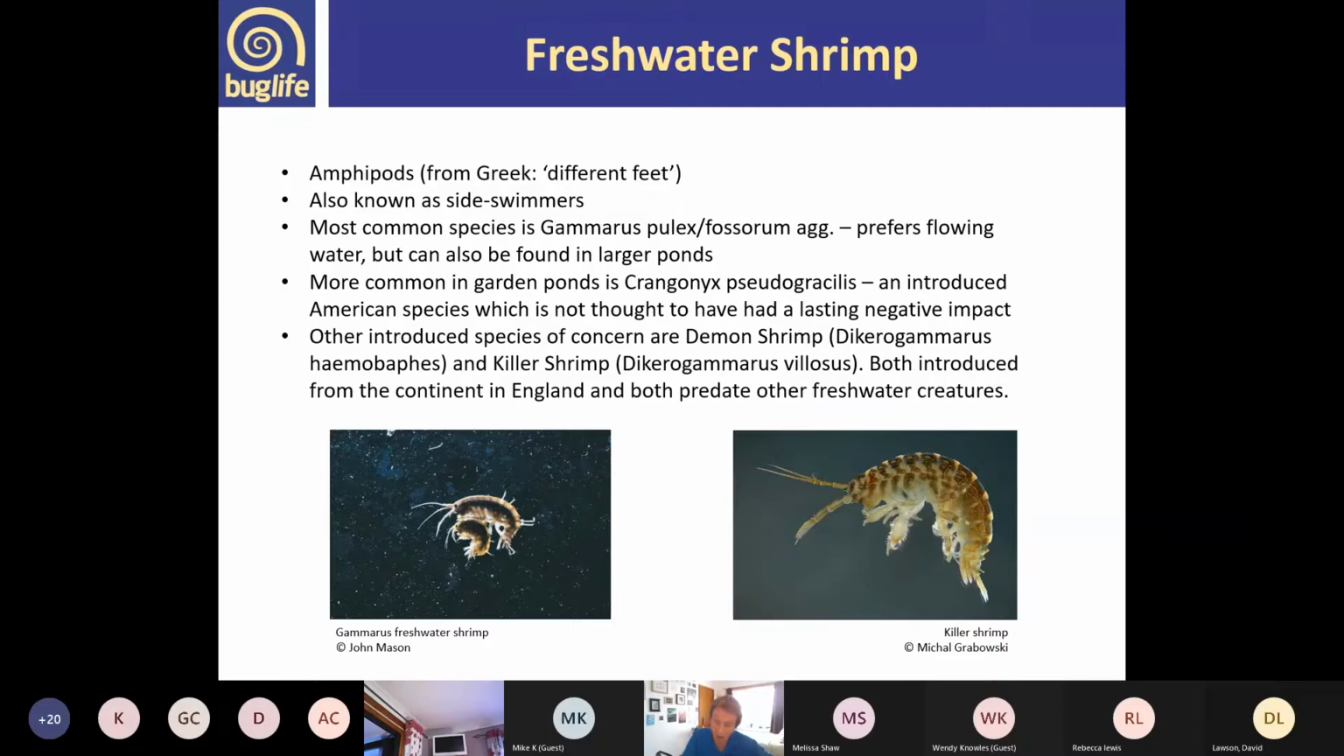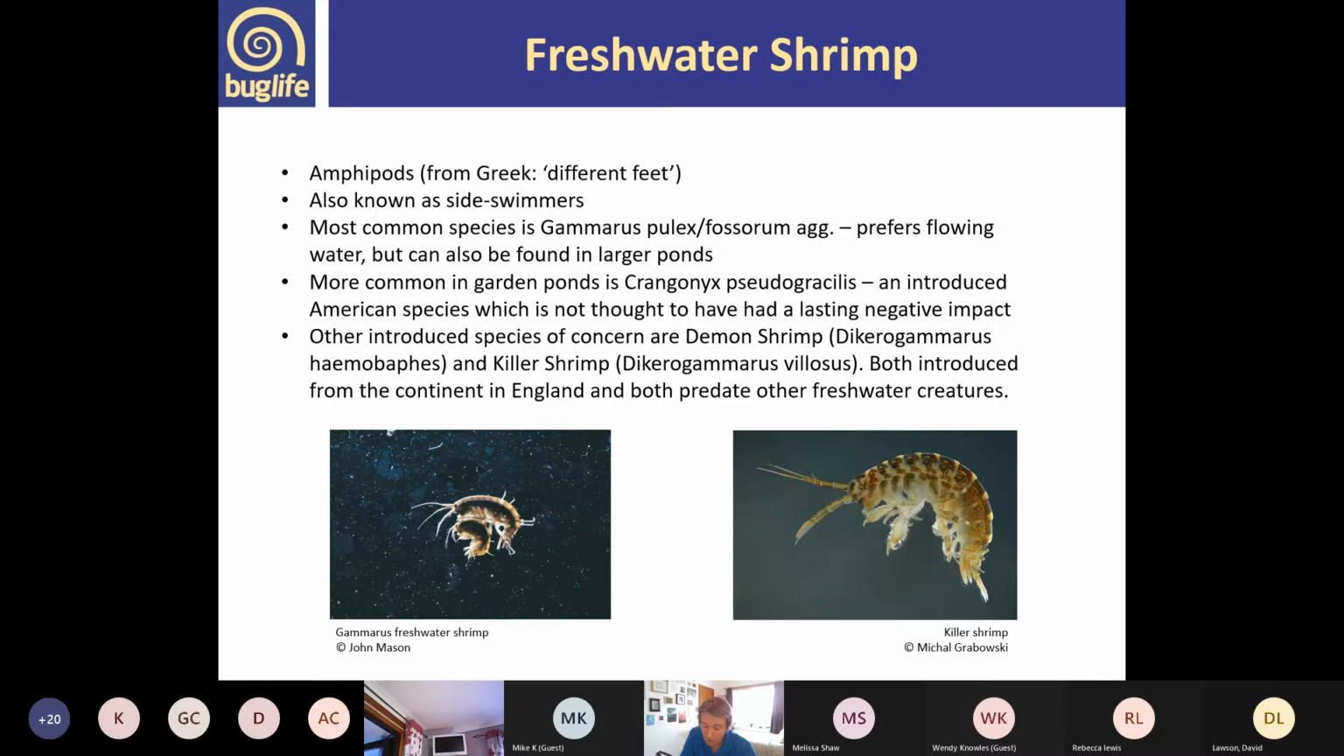They're also known as side swimmers due to their habit of swimming on their sides when observed in a pond dipping tray. The most common shrimp found in British freshwater ponds is actually a North American species, Crangonyx pseudogracilis. Although this isn't thought to have had a negative impact on many of the habitats that it has been introduced to, there are a couple of invasive non-native species of shrimp that have been introduced to the UK that are of particular concern. And their names are demon shrimp and killer shrimp.